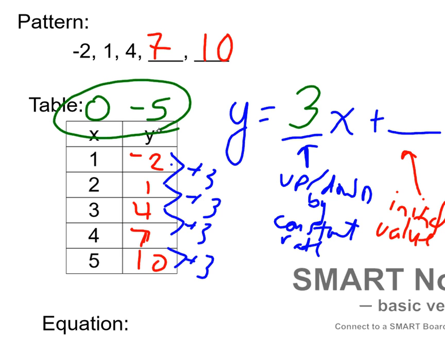In this case, actually, I'm not going to have a plus. I'm going to have a -5. So my equation is going to be 3x minus 5. Now we're going to take that a step further, and we're going to graph that equation.